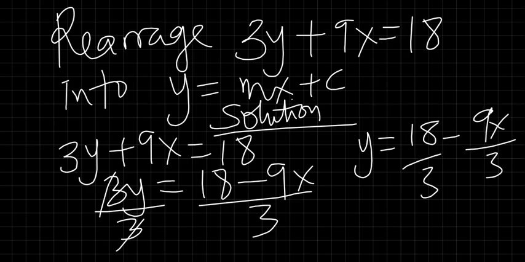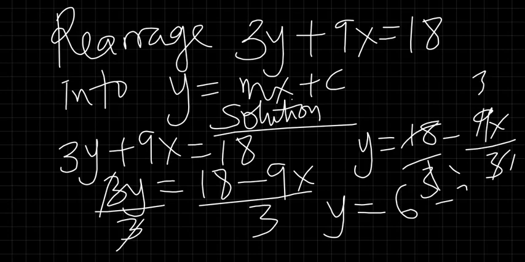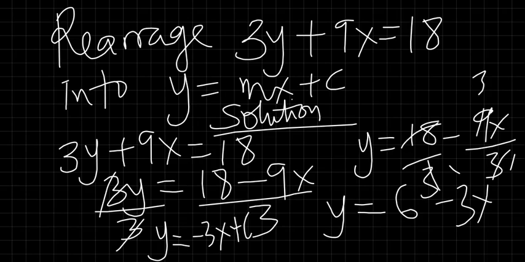So our answer is y is equals to, 3 in 18, that is 6. So 6 minus 3 in 9, 3x. So there, our y will be, y is equals to minus 3x plus 6 is the answer.